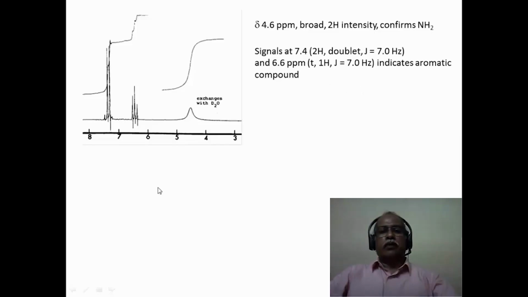The signal at 7.4 is looking like a doublet, and that is the same integration as this NH2 integration. So this would correspond to 2 hydrogen intensity. So the number of hydrogens that we have: 2 hydrogens here, 2 hydrogens here, 4 hydrogens, and then 1 hydrogen in this particular region, which will be half of this integration.